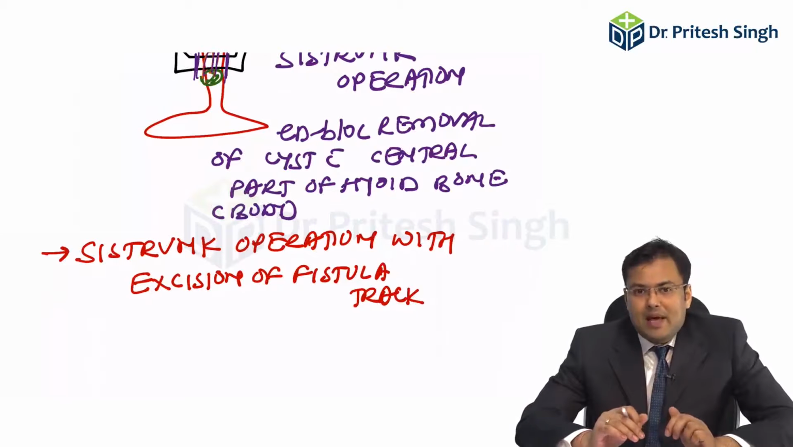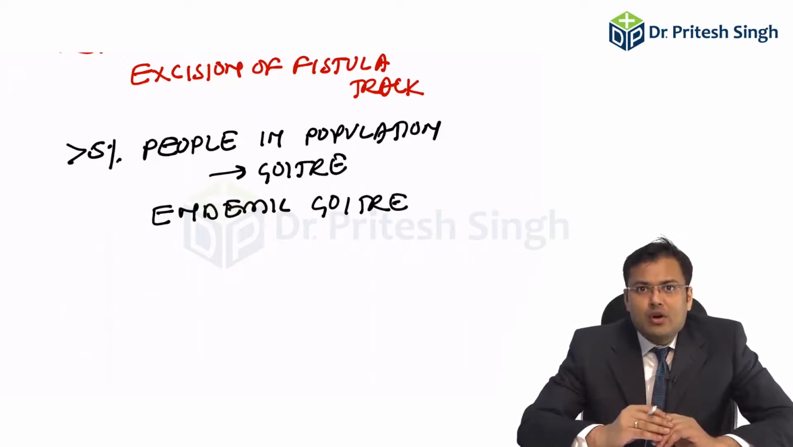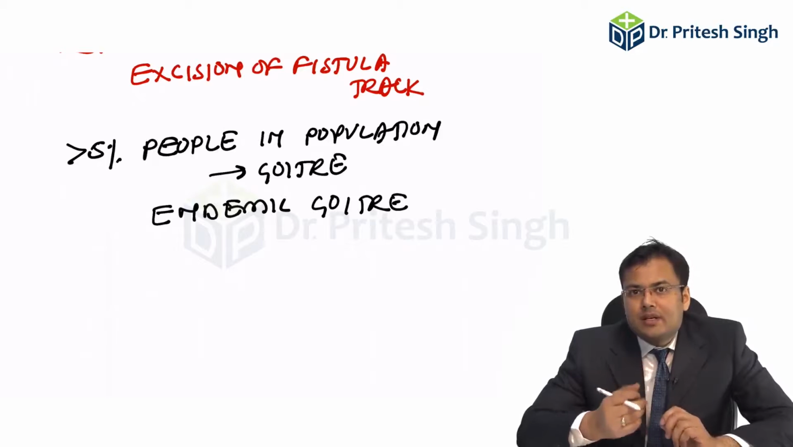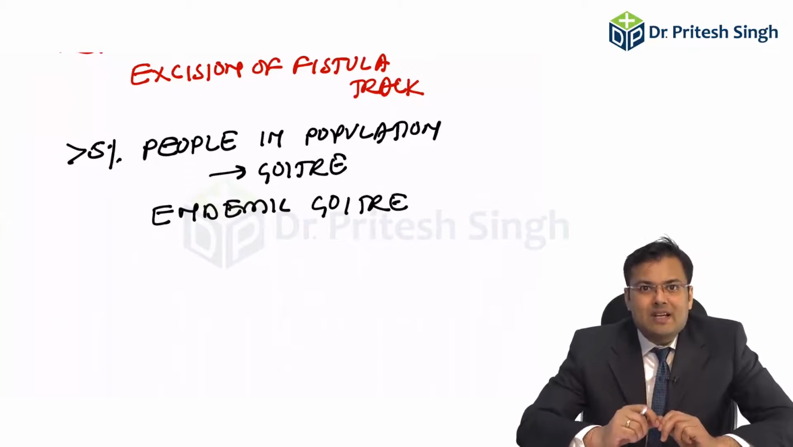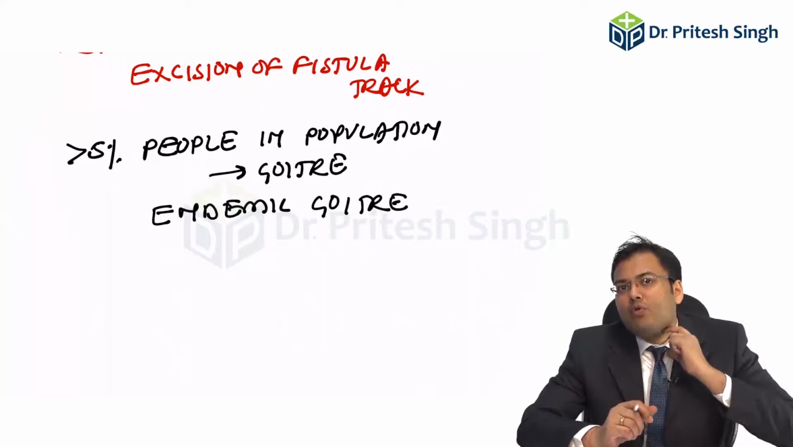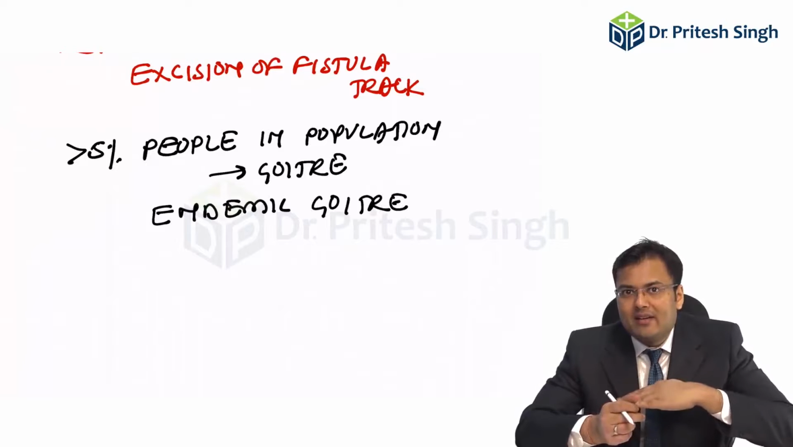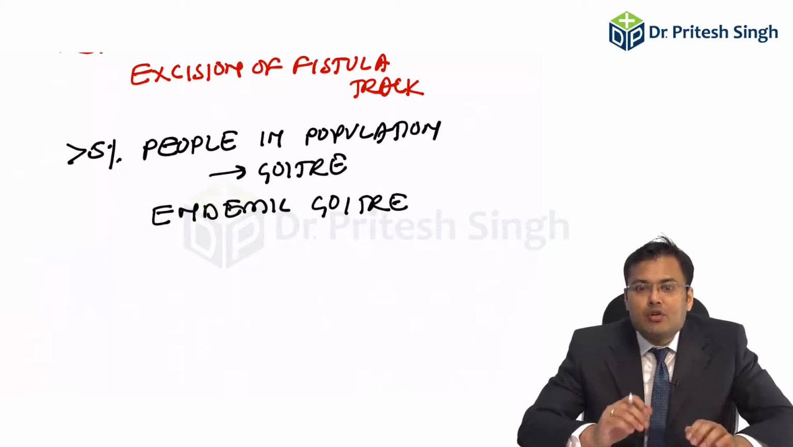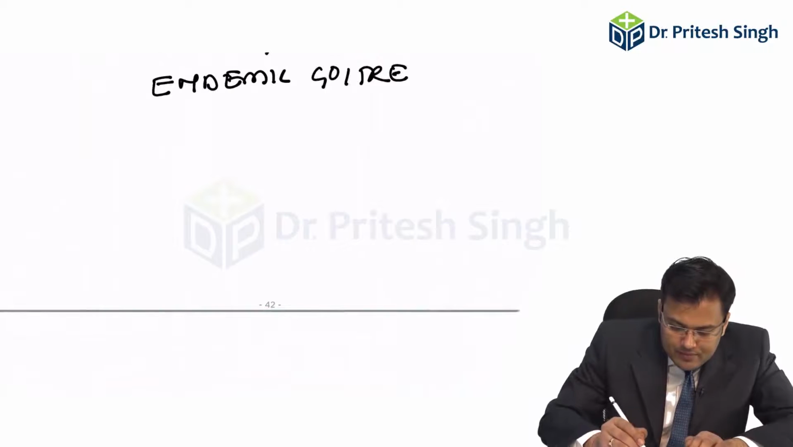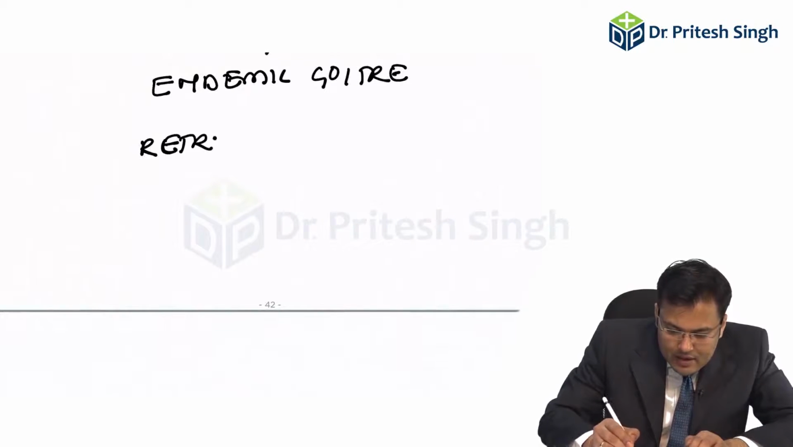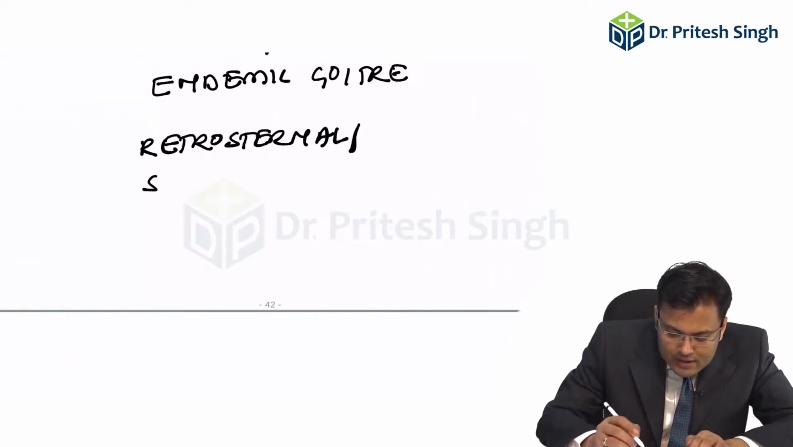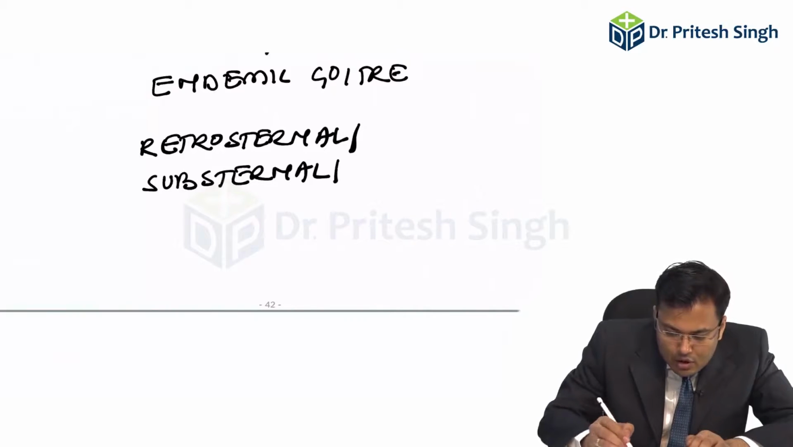This is the congenital abnormality. Retrosternal goiter, also known as substernal goiter, also known as mediastinal goiter. So whenever more than 50% of thyroid gland is located below the neck, that is known as retrosternal goiter. So definition: retrosternal, it is also known as substernal, also known as mediastinal.